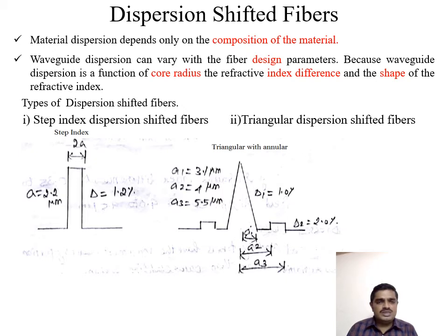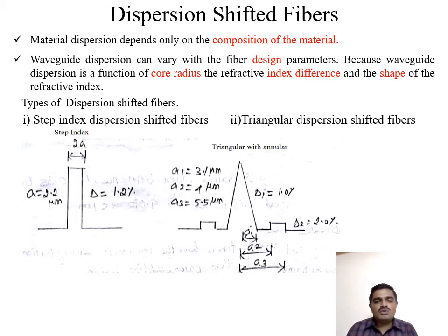Then the types of dispersion shifted fibers are listed out: step index dispersion shifted fiber and triangular dispersion shifted fiber. Step index dispersion shifted fiber consists of only one relative refractive index difference value. Triangular dispersion shifted fiber consists of two different relative refractive index difference values. Del 1 is equal to 1.0 percent, del 2 is equal to 2.0 percent.